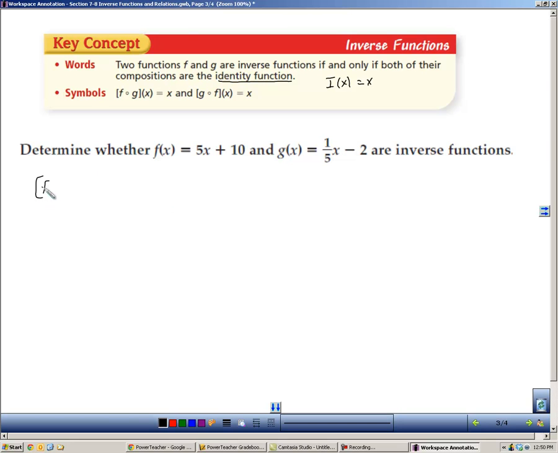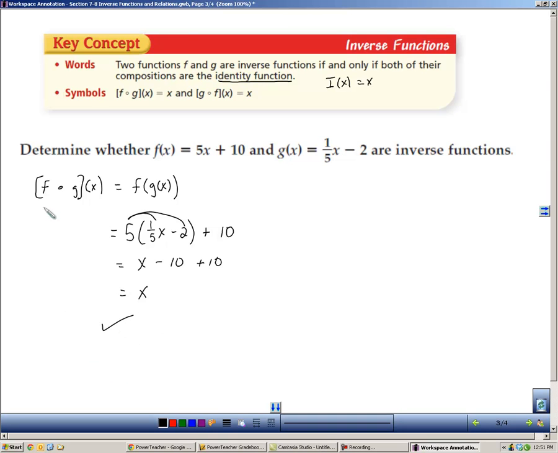Let's start the first composition by finding f of g of x, which means that we're going to put g of x into all the x values for the f function. So we're going to do 5 times x, and instead of x we're going to put the g of x function into that, 1/5 x minus 2. So now distributing here, we get an x, and 5 times -2 is -10. -10 plus 10 is 0, so we get x. So this part's good. When we do the f composition with the g, we get the identity function.